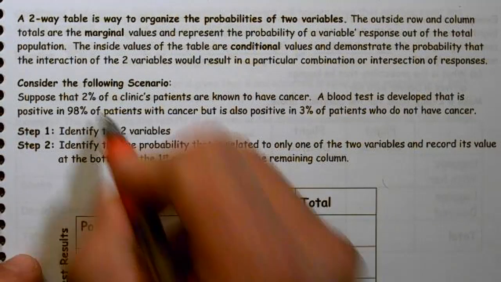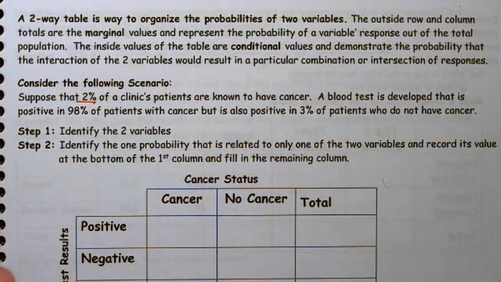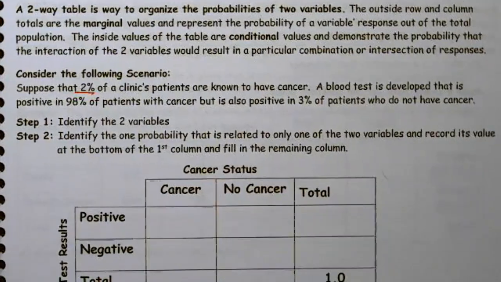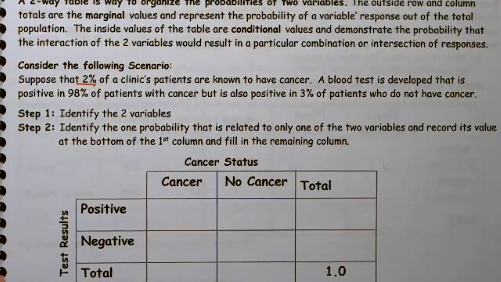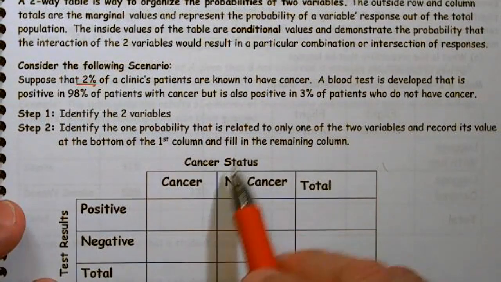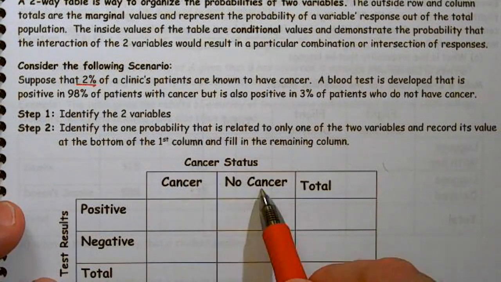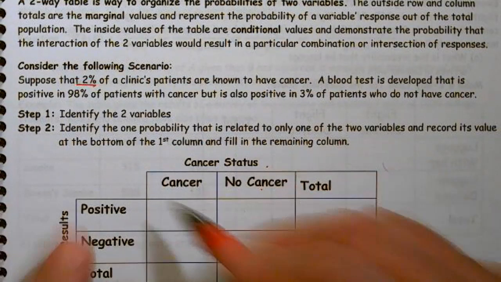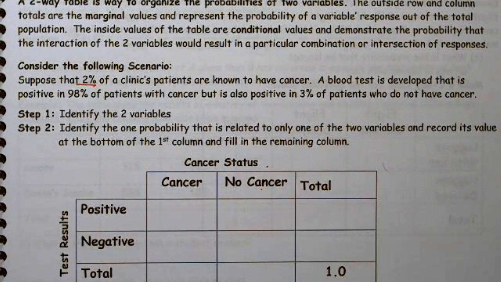Okay, so consider the following scenario. Suppose that 2% of a clinic's patients are known to have cancer. A blood test is developed that is positive in 98% of patients with cancer, but is also positive in 3% of those who do not have cancer. Identify the two variables. Well, so basically what we have here is cancer status, whether you have cancer or not, and the other would be your test results. So these are your two variables. Now, where you place them really is important.